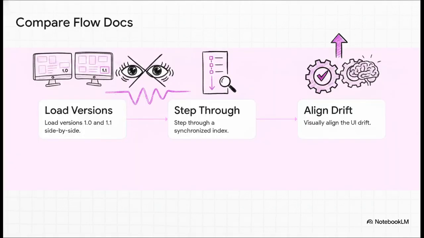To structure the QA validation process and actually catch this drift, Peacock offers this amazing Compare Flow Docs feature. Instead of that soul-crushing dual-monitor staring contest where you're trying to manually cross-reference static images, you can load version 1.0 and version 1.1 side by side. You just step through a synchronized index to visually align the drift and see exactly what changed. It brings so much discipline and visual reliability to release reviews.